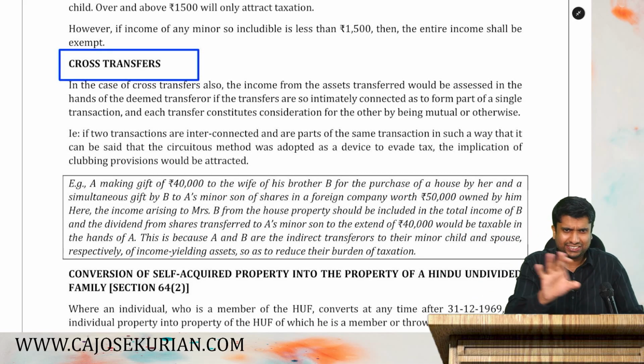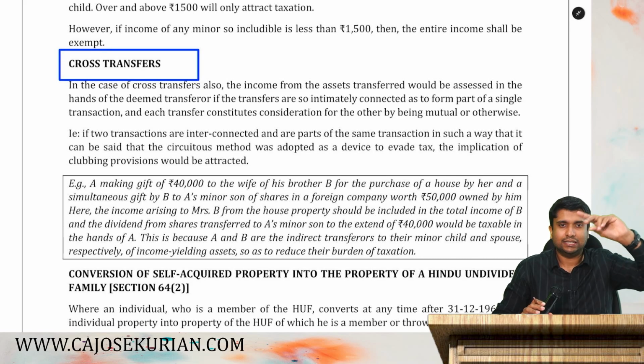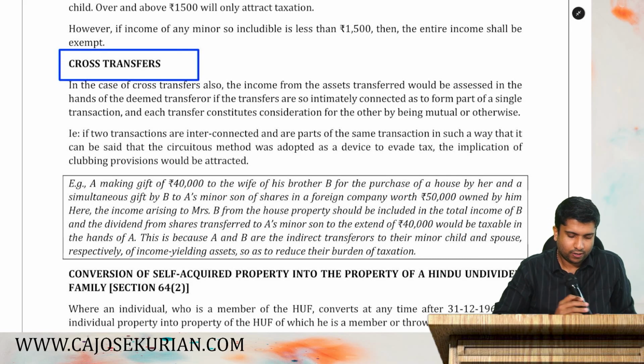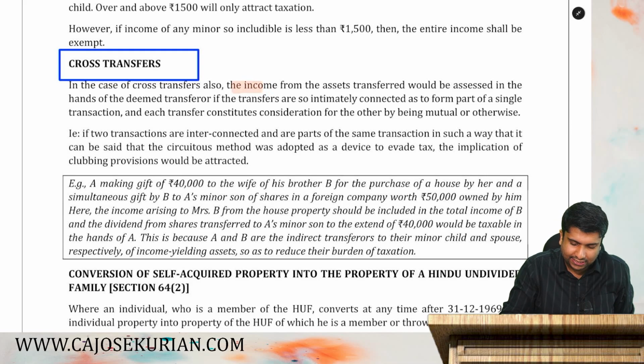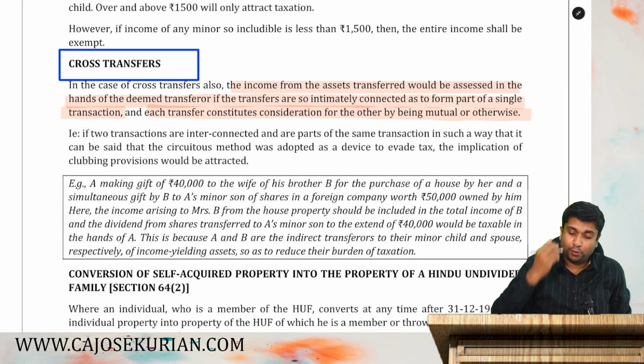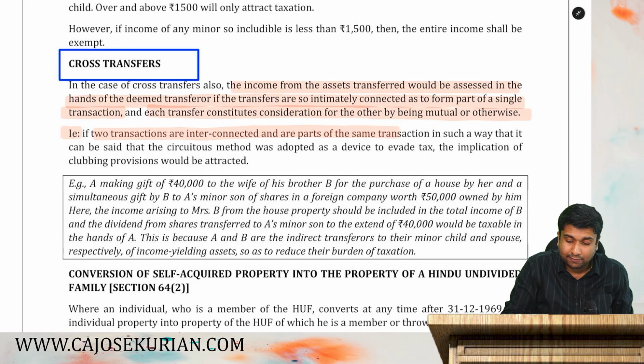Listen, first I'll read out the theory, then I'll show you one example. Thereafter, this concept will be thorough. In case of cross transfers also, the income from assets transferred would be assessed in the hands of the deemed transferor if transfers are so intimately connected as to form part of a single transaction and each transfer constitutes consideration for the other by being mutual or otherwise. That is, two transactions are interconnected and are part of the same transaction in such a way that it can be said that a circuitous method was adopted to evade tax. The implication of clubbing provisions would be attracted.